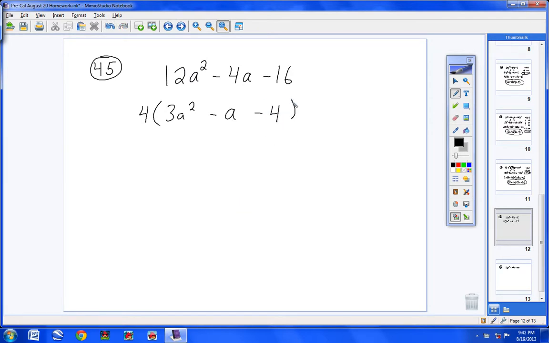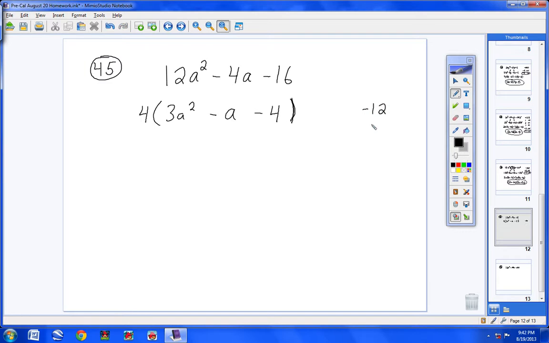Now, students, do you notice that the trinomial I'm left over with does not have a lead coefficient of 1. It has a lead coefficient of 3. So I've got to take this 3, multiply by negative 4, and write my product right over here. So 3 times negative 4 is negative 12.